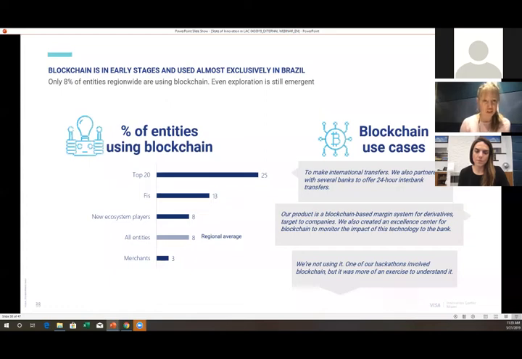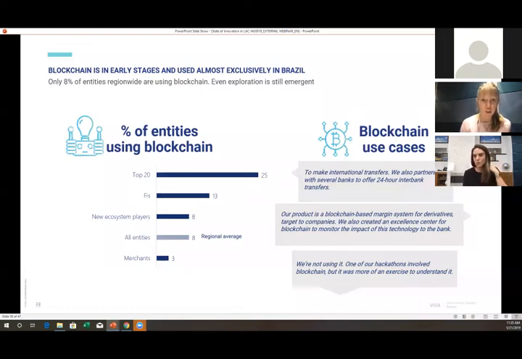Blockchain. I get a lot of questions in my day to day. I get a lot of questions of how is blockchain being used in Latin America? And the answer is it's not, or it's being used very little. Overall, 8% of the entities that we talked to were using blockchain. That number rose to 25% among our most innovative companies. But again, blockchain is in extremely early stages.